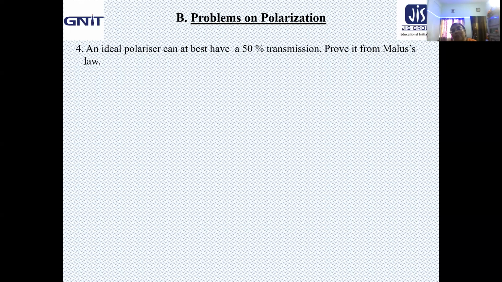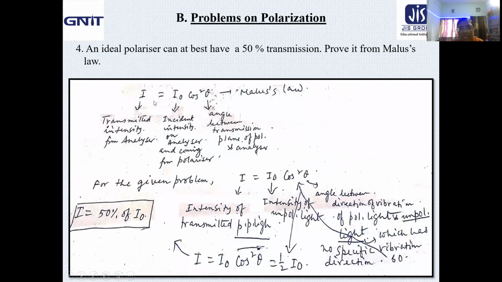An ideal polarizer can at best have a 50% transmission. Prove it from Malus's law. I'm repeating, very, very good question. An ideal polarizer can at best, means maximally, have a 50% transmission. Prove it from Malus's law. How to do it? Just take a look.